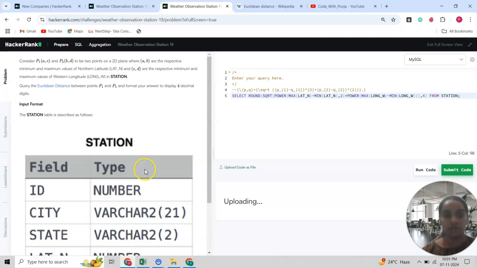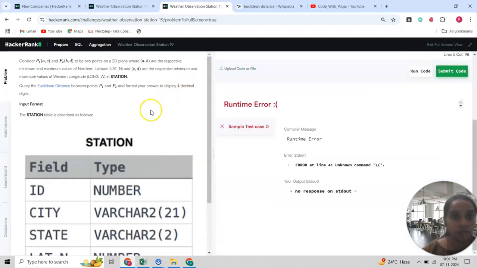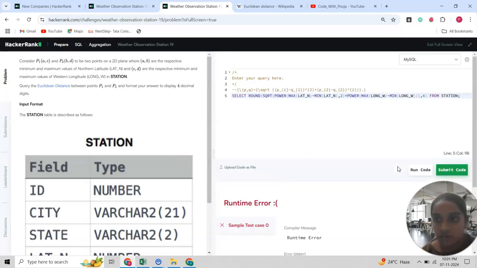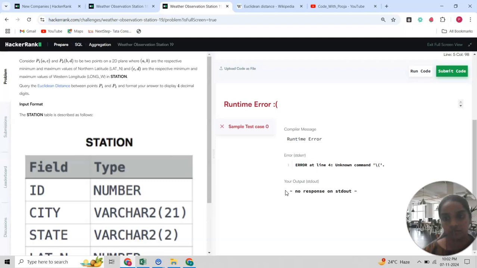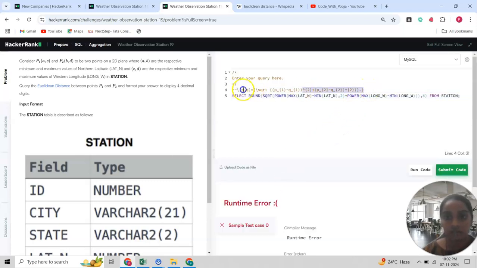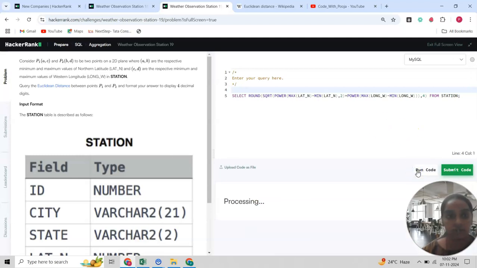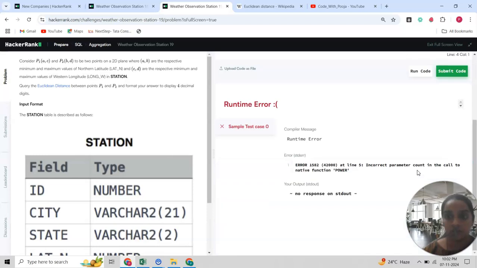Now run the code, and it's unknown command. Where is it? Unknown command. Line 4. Why is it happening here? Okay, again running the code, and unknown command again. I think I have to erase it from here, because maybe after it will cause an error.